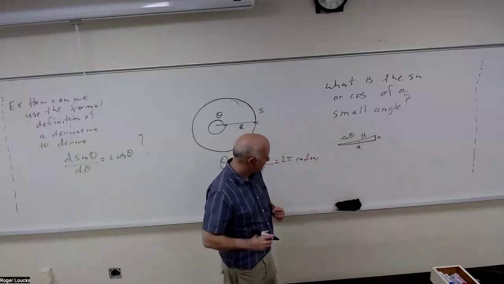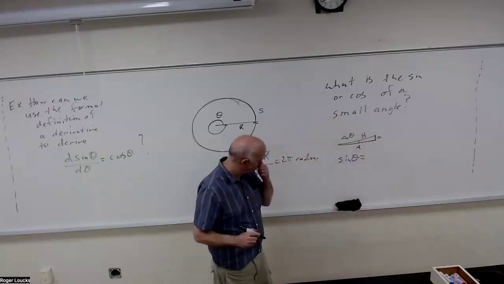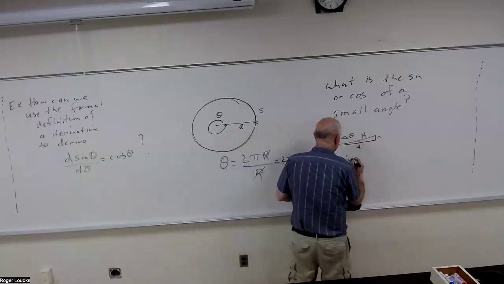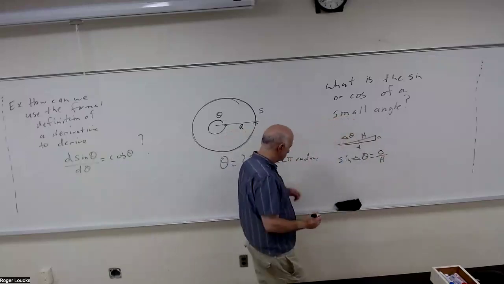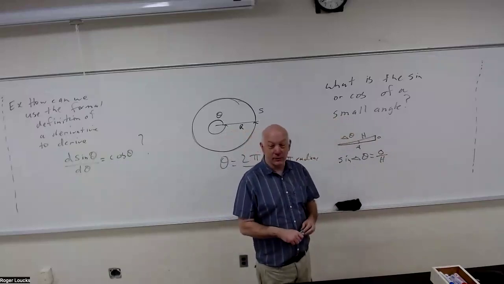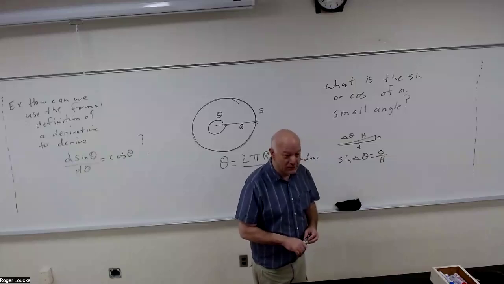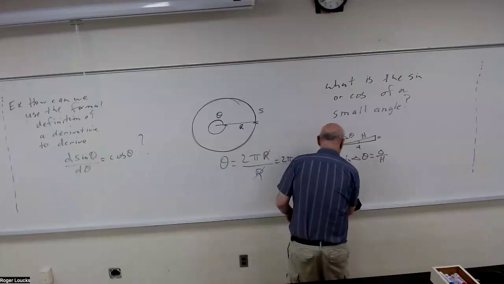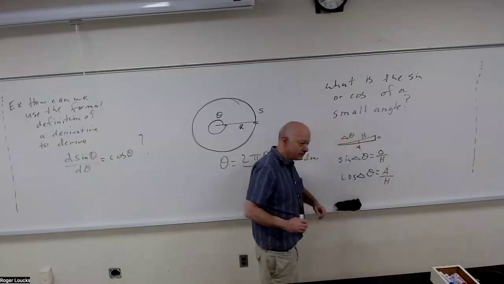All right. So what is the sine of this right here? Sine of delta theta is going to be the opposite over the hypotenuse, frequently called H, because hypotenuse starts with the letter H. And adjacent starts with the letter A. And then the cosine of delta theta is going to be your adjacent over the hypotenuse.